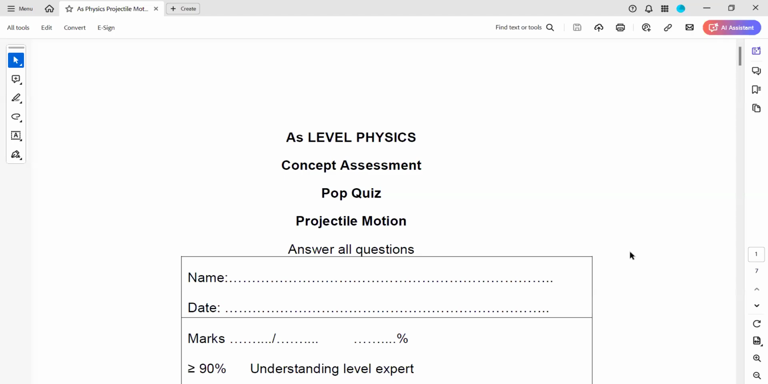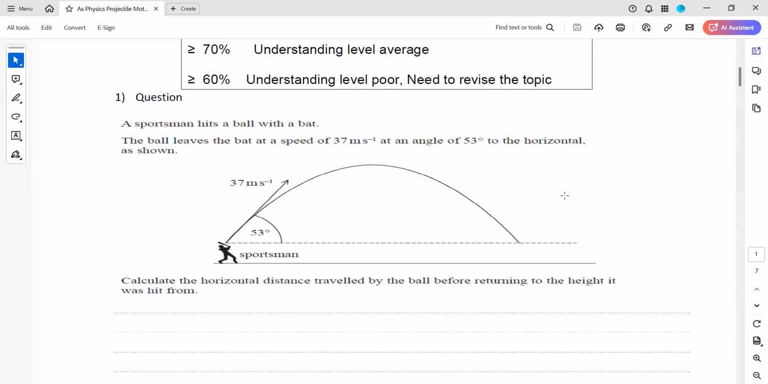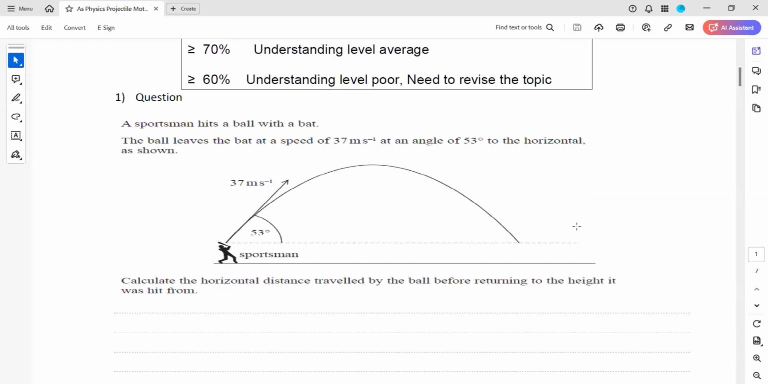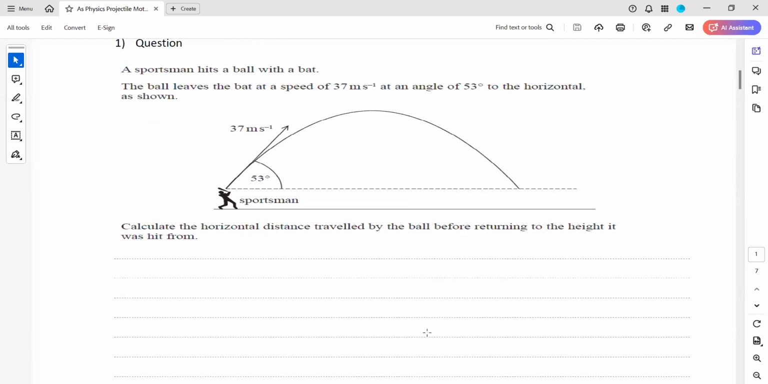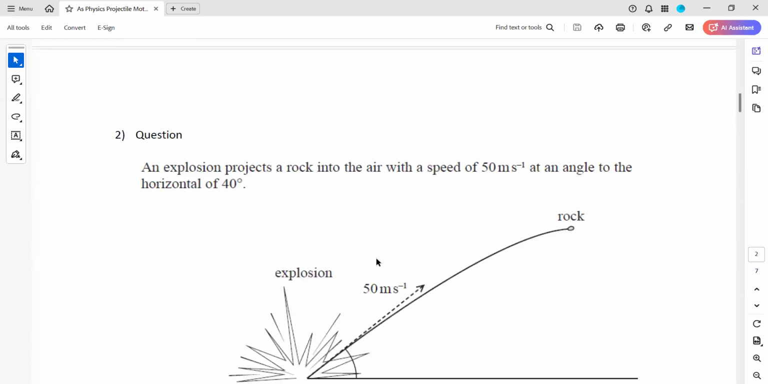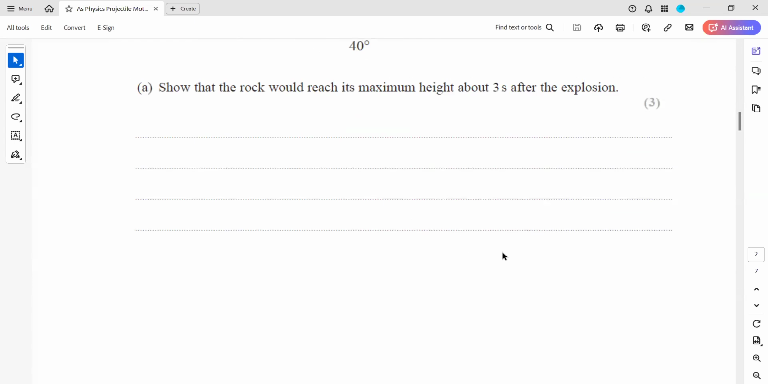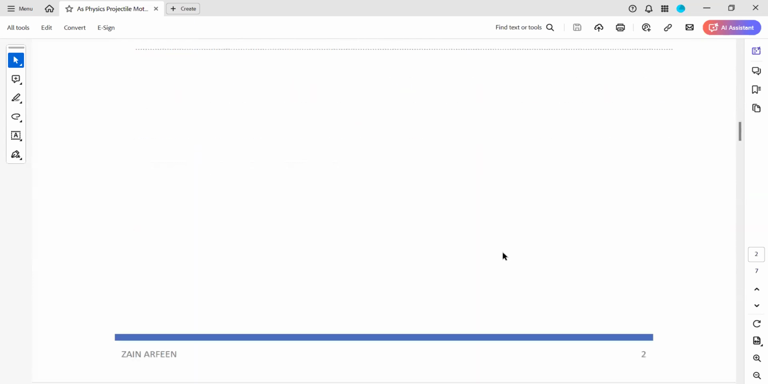So this was a concepts assessment pop quiz which was related to the topic projectile. Do you have any doubt in question 1? Question 1. Question 2. Any part of question 2?